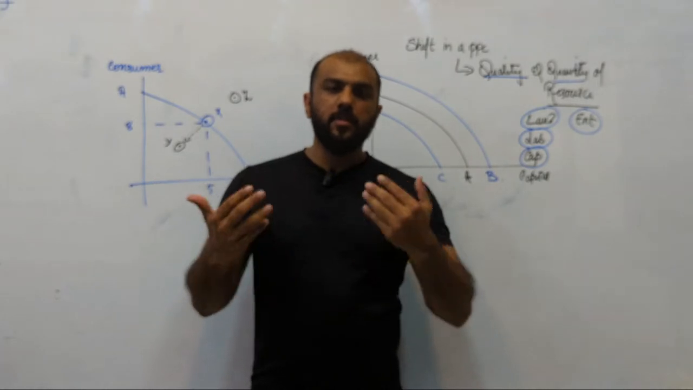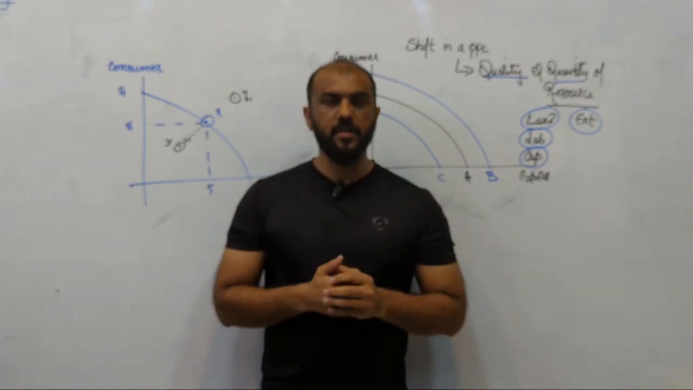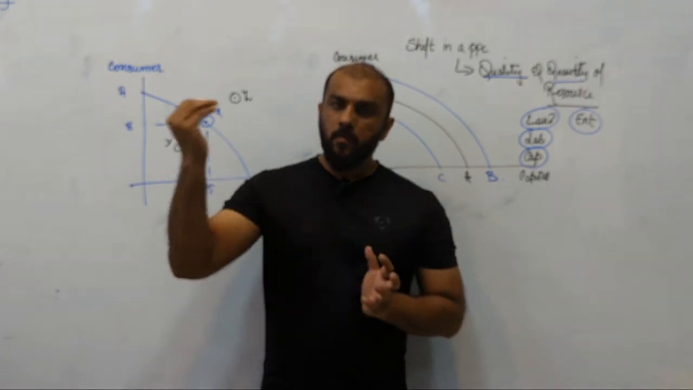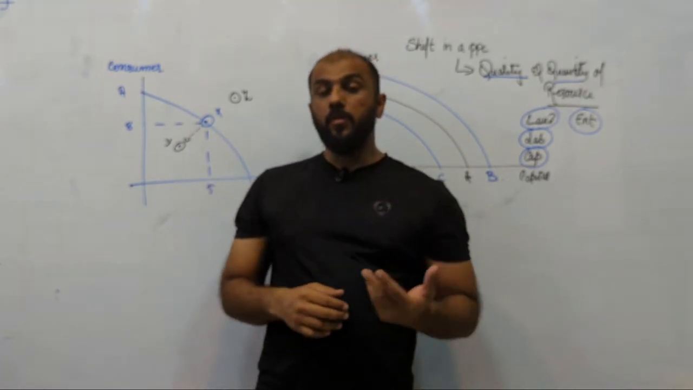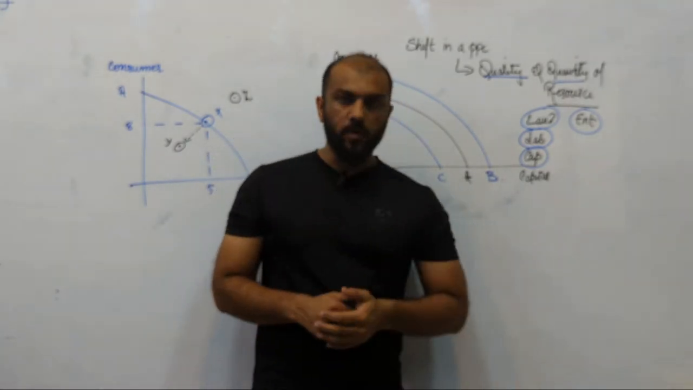Labor, if we were to have immigration of labor, immigration. So what would happen? People would come into the economy, we would have more labor to produce, and the production possibility curve would shift outwards.